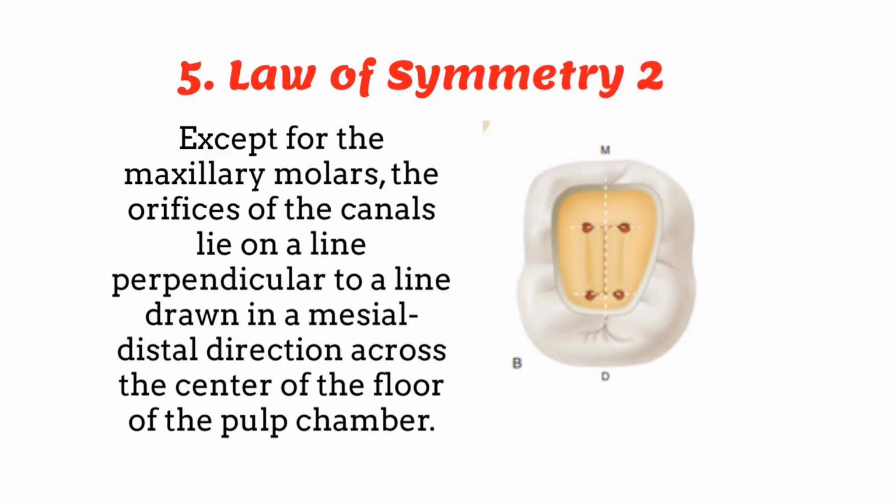Okay, so the first law of symmetry suggests that your orifices will be at an equal distance from an imaginary line passing through the mesial to distal direction. And your second law suggests that your orifices will always be located on a line which is perpendicular to a line which is going through the mesial to distal direction.